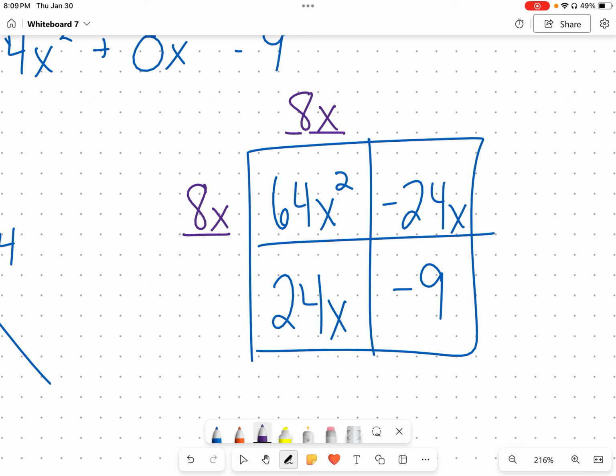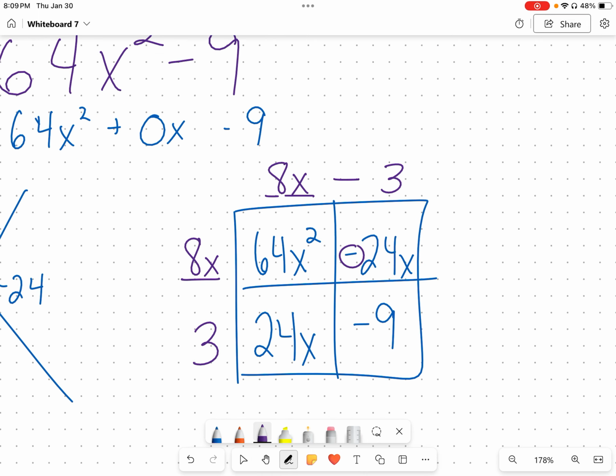Then what times 8 is 24? And that is 3. And then this one's going to have the negative because we factor out the negative. And same thing, 8 times 3 is negative 24. So then our solution is 8x minus 3 times 8x plus 3. See how they're the same?